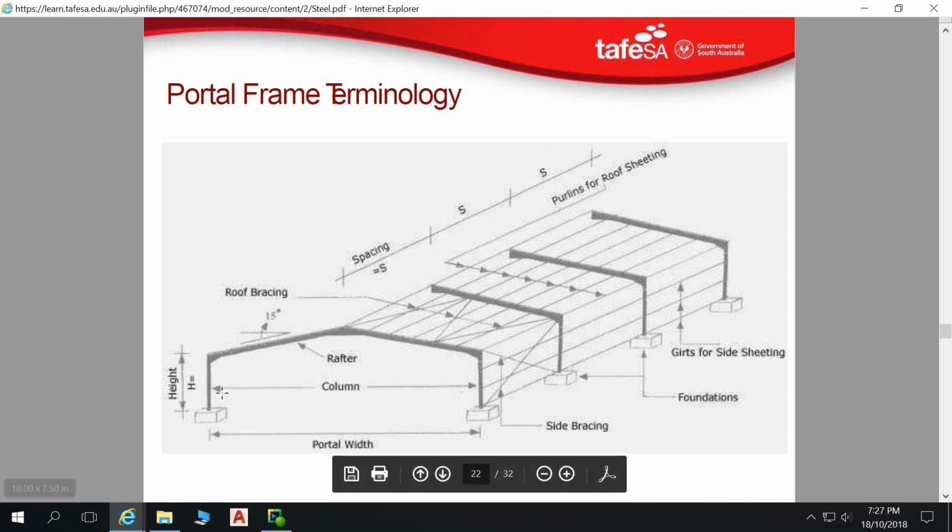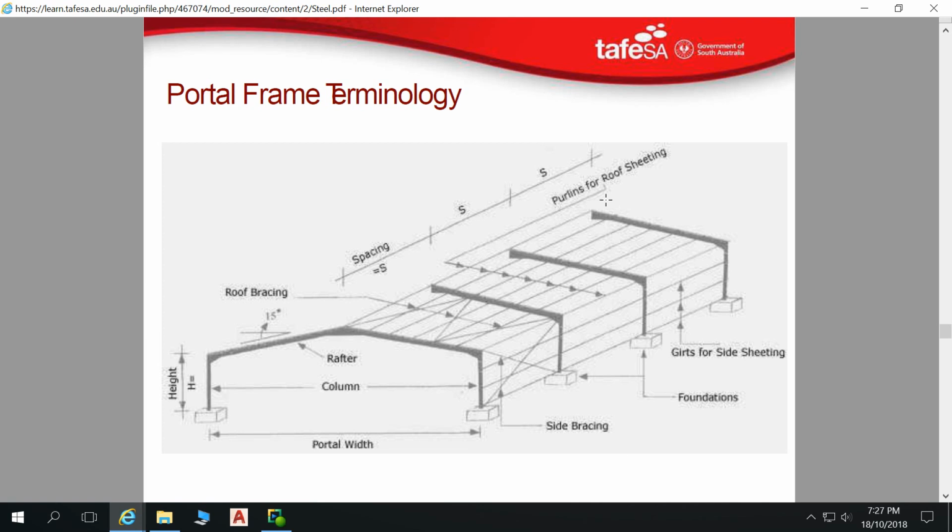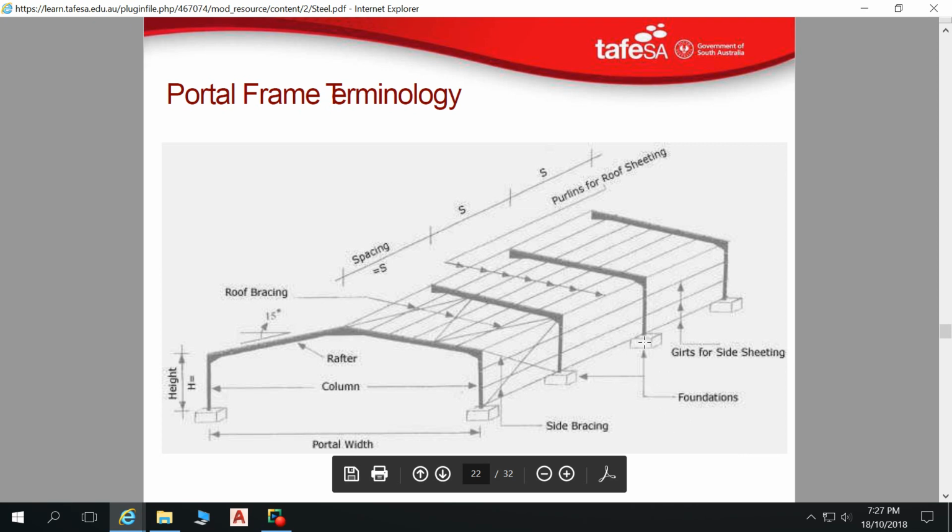So some terminology. These are our columns here, our portal width. That's how wide the various different portals are, and our portal spacing. Our portal spacing ends up being our purlin span. That's our purlins on the roof, our girts on the wall, and this is our girt span for fixing the sheeting to the side. Got our footings. Well, these are called foundations here. I'll call them footings. Foundation is the soil in which it's built. Footing is the lowest element of the building in contact with that soil.